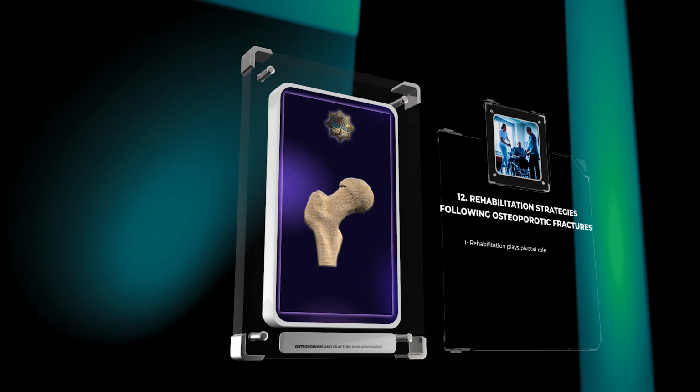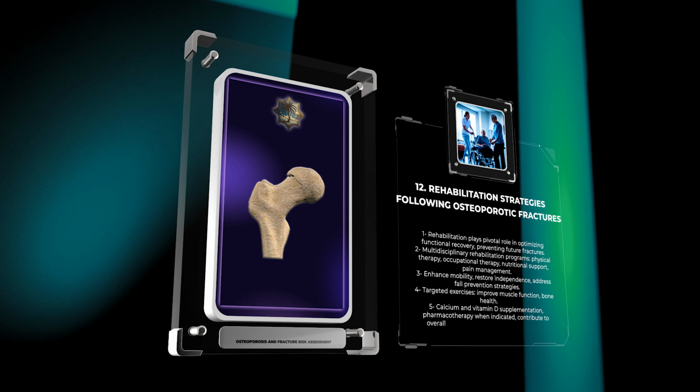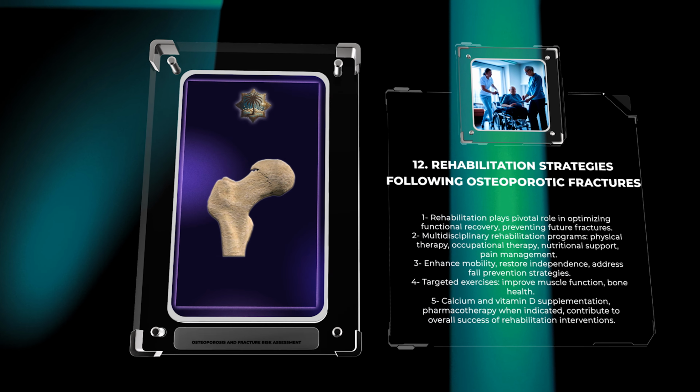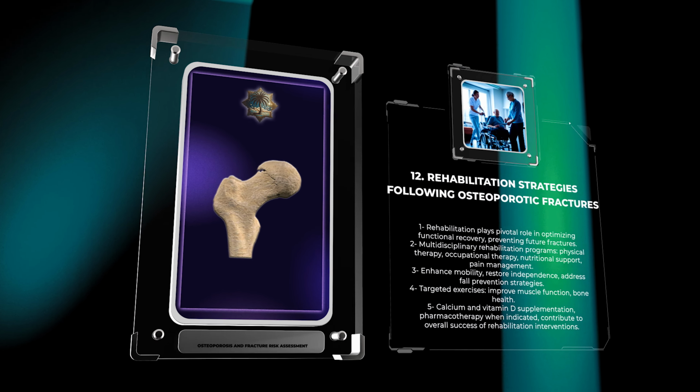Following osteoporotic fractures, comprehensive rehabilitation plays a pivotal role in optimizing functional recovery and preventing future fractures. Multidisciplinary rehabilitation programs, including physical therapy, occupational therapy, nutritional support, and pain management, aim to enhance mobility, restore independence, and address fall prevention strategies. Targeted exercises, focusing on balance, strength, and posture, help improve muscle function and bone health.